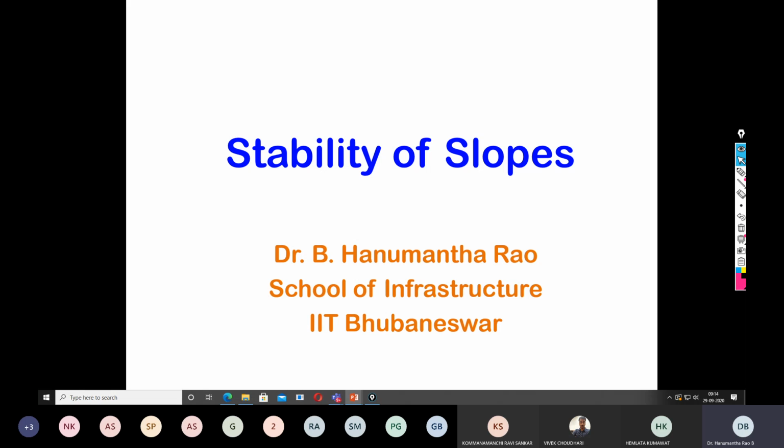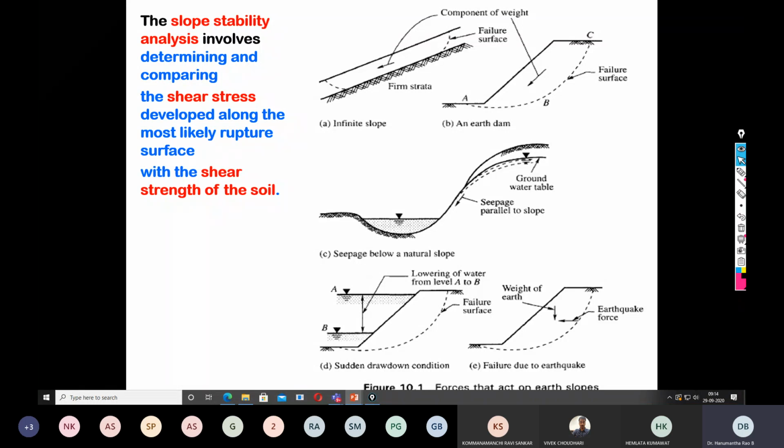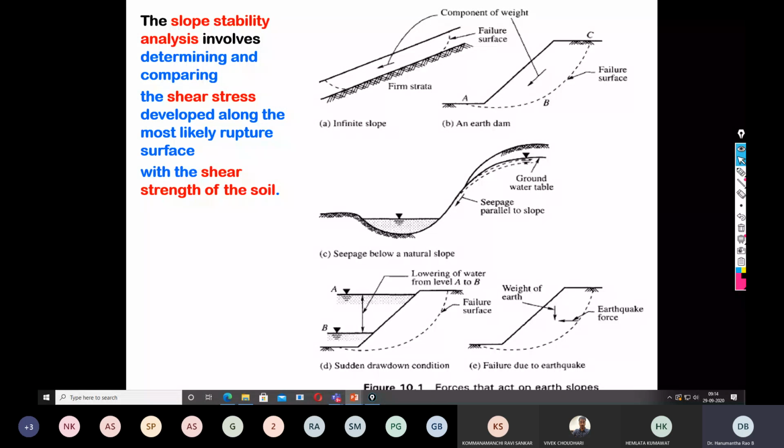Yeah, fine, good. So let me start the stability of the slopes. In fact, you got a wonderful introduction during your undergraduate program. So what is slope stability? Okay, hopefully the slope stability chapter has been covered for everyone.